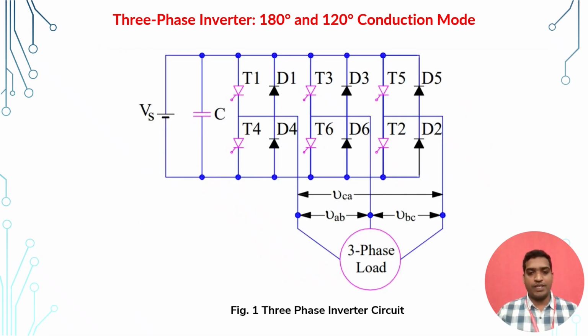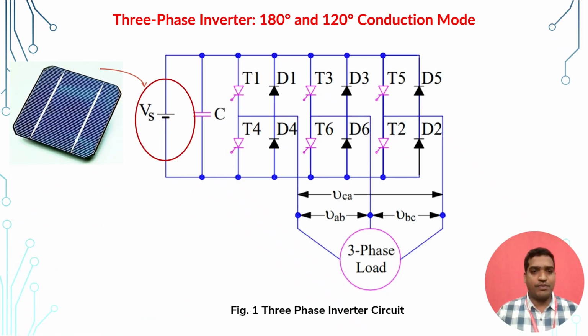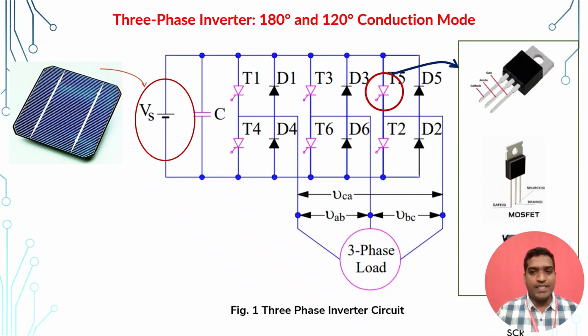Coming to the three-phase inverter circuit, figure 1 represents the three-phase inverter. It contains 6 switches, which are T1, T3, T5 as well as T4, T6, T2. It has one source, that is VS, and the load is a three-phase load. As mentioned, the voltage source can be a solar or PV cell. For the switches, we can use IGBT, SCR or MOSFET as power electronic switches. For the load, we can use an electric drive as a three-phase load. So this is about the power circuit of a three-phase inverter.